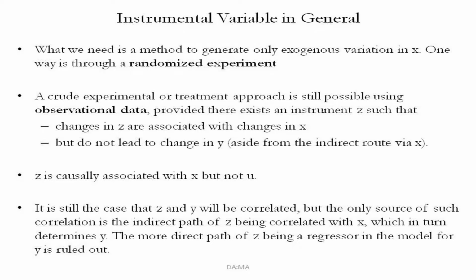The only way that Z can affect Y in this case, for it to be a valid instrument, is through X, because only then can we say that changes in Z are associated with changes in Y, and that association is only due to X. And in this process we can estimate the causal effect of X on Y.